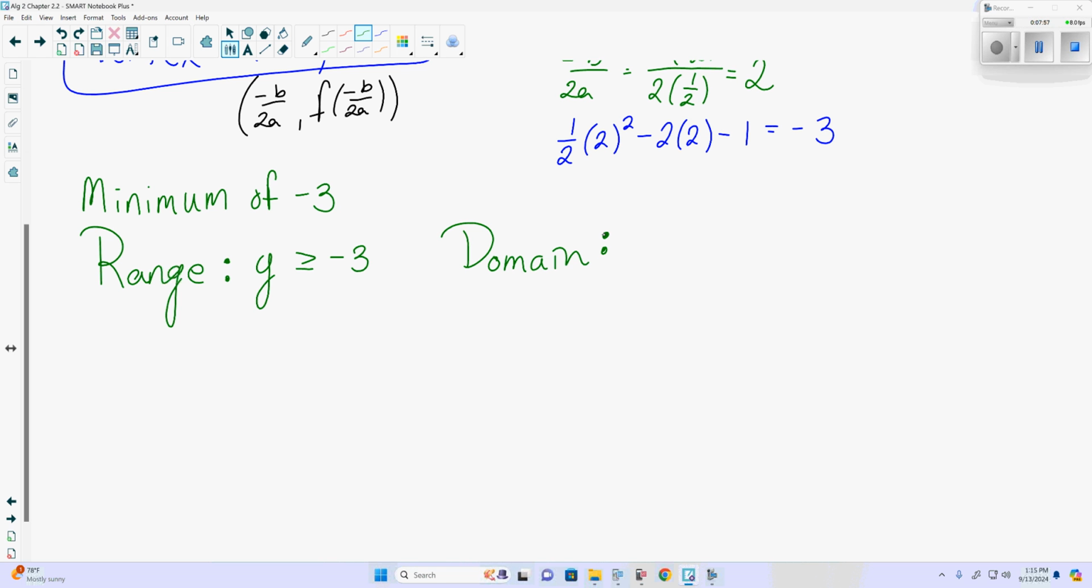The domain is all real numbers. Our domains are x values. We can plug any x value into this function and it's going to work just fine. So domain's all real numbers. So that's the nice thing with these here, because domain's going to be all real numbers for most all of them.